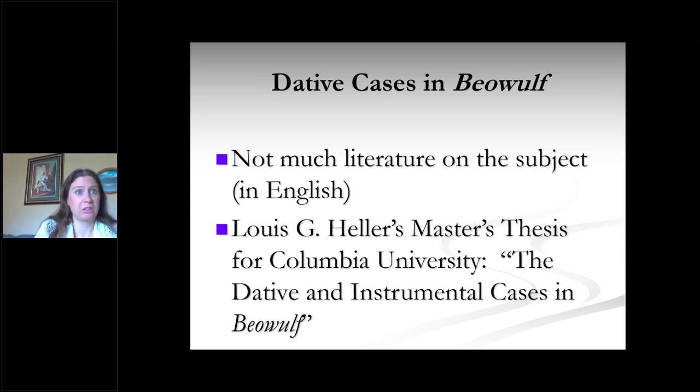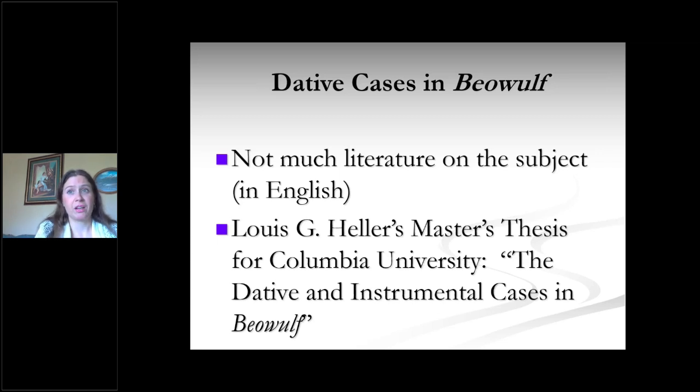The instructor didn't know, and I have not been able to find a lot of literature on the subject, at least not in English, in the past couple of years. It might be that there is something in German. I would have enjoyed having the time to learn some German and be able to check that out. I did find a master's thesis by Louis G.